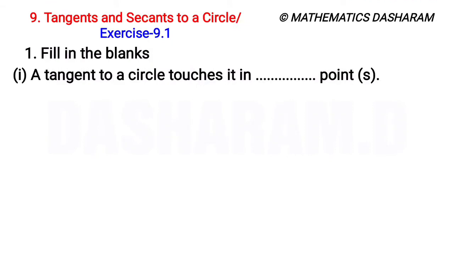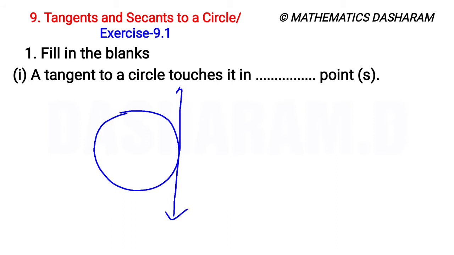First bit, fill in the blanks. First question, a tangent to a circle touches it in dash points. So here is a circle and this is called a tangent. Why? Because it touches the circle at only one point. So here the answer is 1 point.